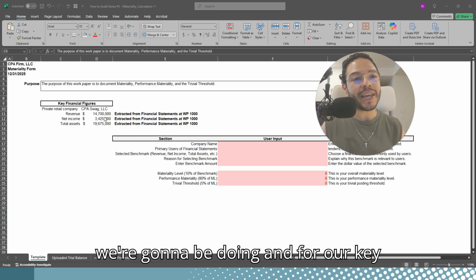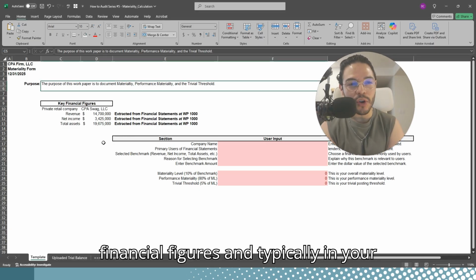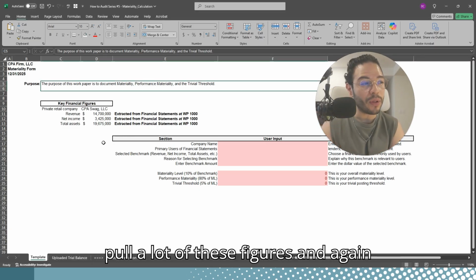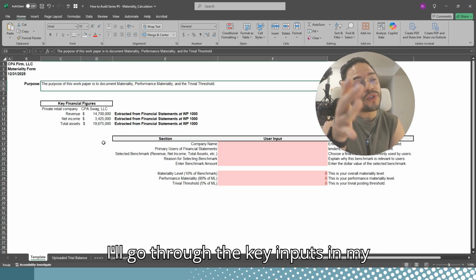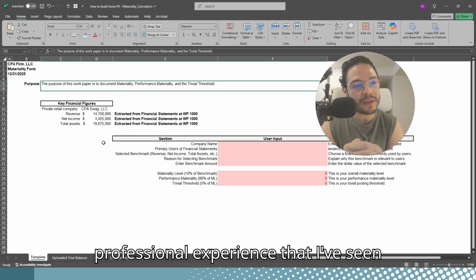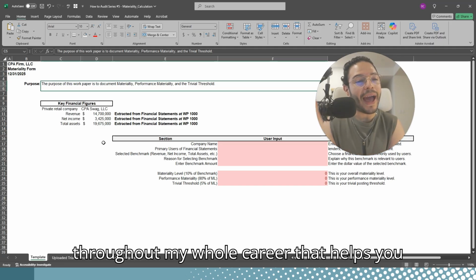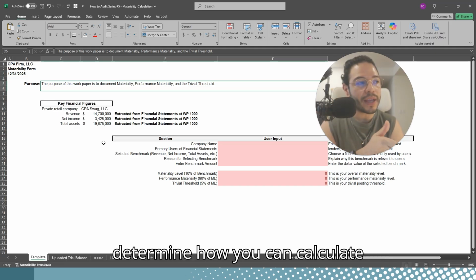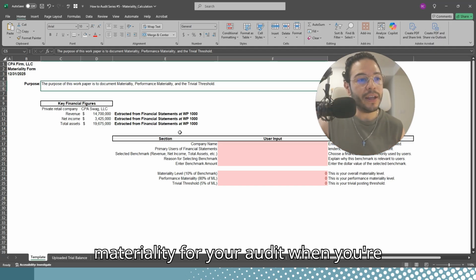And for our key financial figures, typically in your planning process, you should be able to pull a lot of these figures. And again, I'll go through the key inputs in my professional experience that I've seen throughout my whole career that helps you determine how you can calculate materiality for your audit when you're going through it.